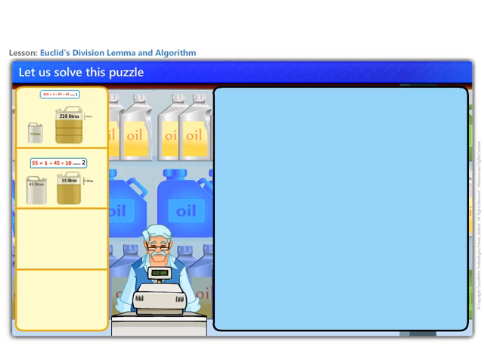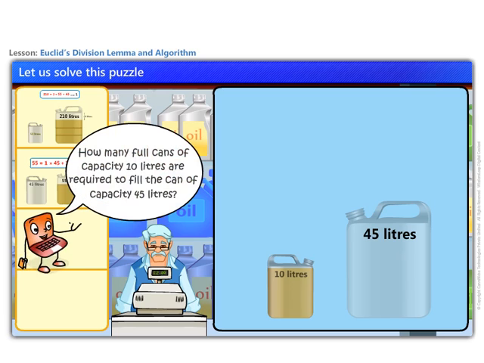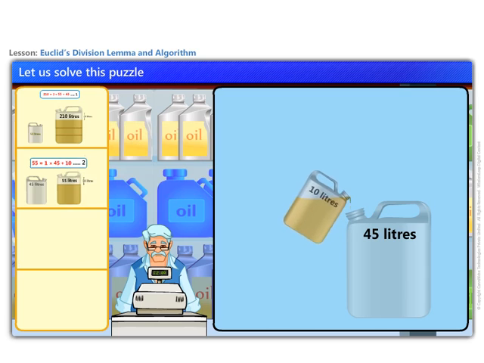Since the can could not get completely filled, we take another set of cans, the smaller of the previous cans, that is 45 liter capacity, and the remaining 10 liter capacity can. How many full cans of capacity 10 liters are required to fill the can of capacity 45 liters? Pour oil from the smaller filled can to the bigger can. Now, we observe that 4 full cans of 10 liters were poured and 5 liters of the 45 liter can still remains unfilled as we could not pour a full 10 liter can.